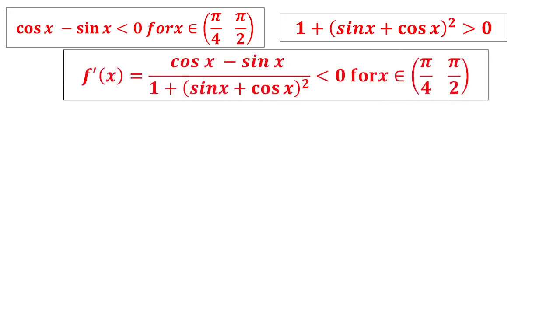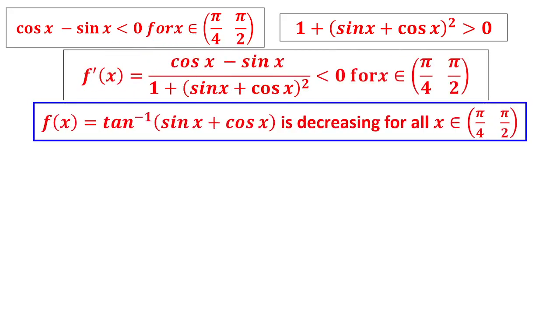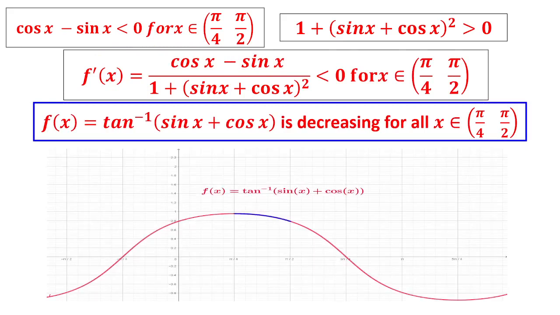Therefore, you are getting the idea that it is decreasing for all x belonging to pi by 4 to pi by 2. I am showing the graph also. This is the graph of tan inverse of sin x plus cos x. You are seeing from pi by 4 to pi by 2 it is just coming down. Therefore, it is decreasing.